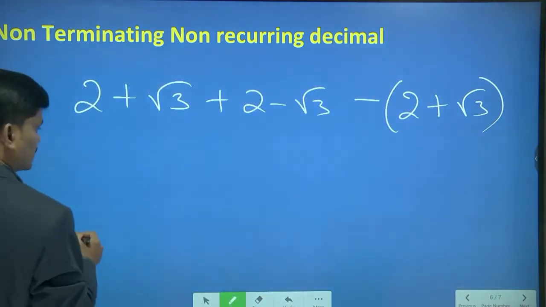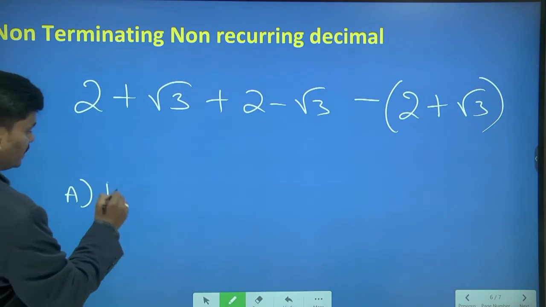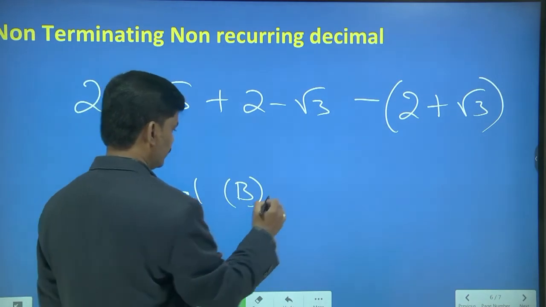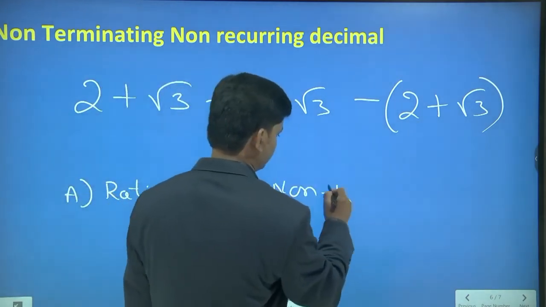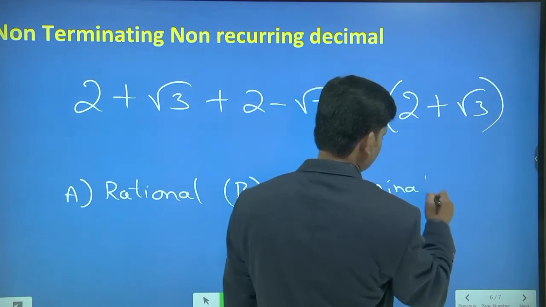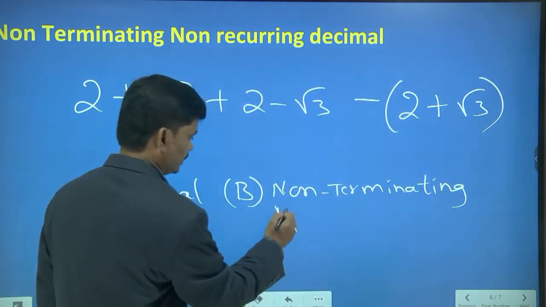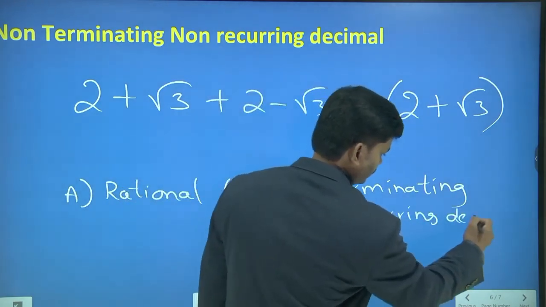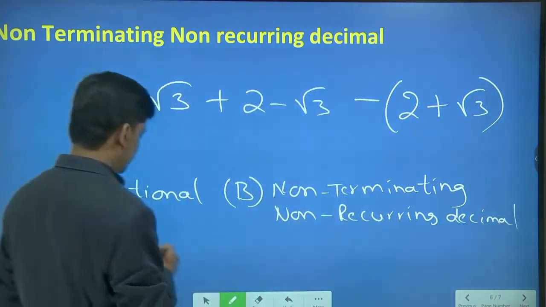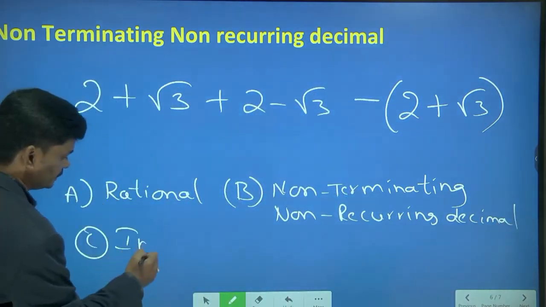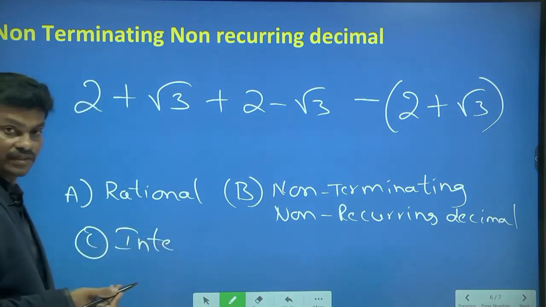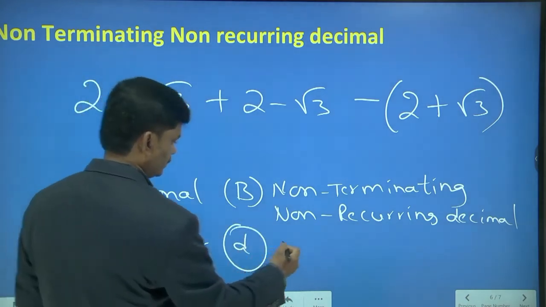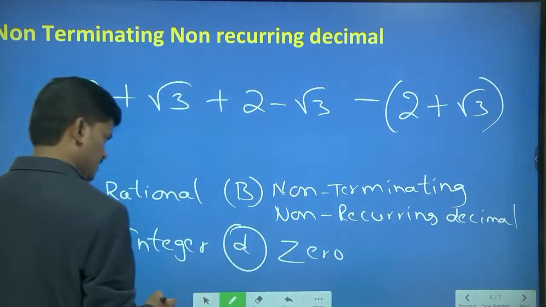The options are like this. Option A, rational number. Option B, non-terminating, non-repeating or non-recurring decimal. And option C, integer, because integer and rational number are both the same. And option D, 0. Okay, let us see these options.